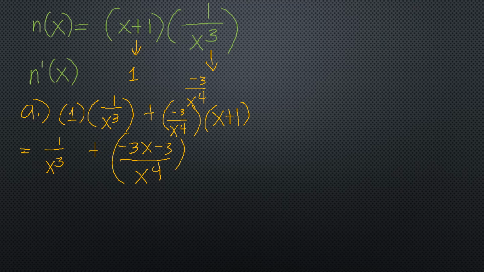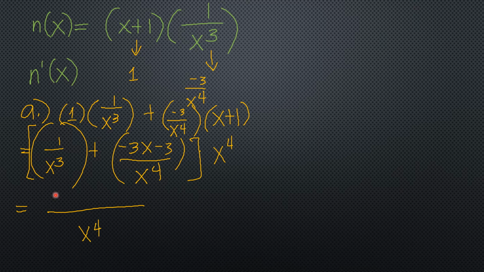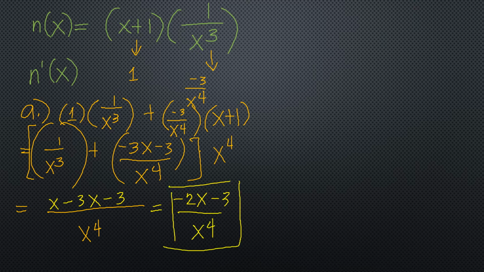The least common denominator of this is x raised to 4. We're going to multiply this to x raised to 4. Okay, so it will give us x raised to 4 in the denominator. So x raised to 4 divided by x raised to 3 will give us x. So minus 3x minus 3. Combine like terms, so we have negative 2x minus 3 over x raised to 4. So this will now be the derivative of the given function using the product rule.